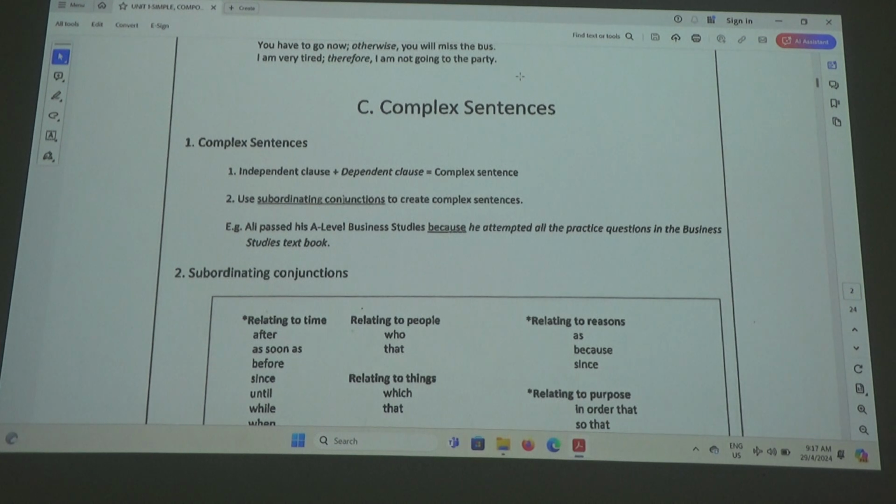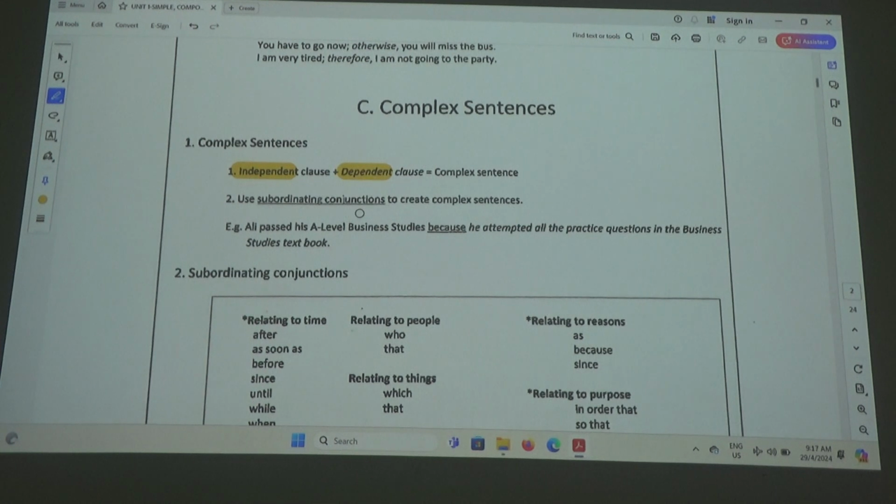Let's do that. Okay, now let's look at complex sentences. Complex sentences are divided into two: independent clause and dependent clause. I hope you understand this word independent. Okay, Jason, what is independent? What do you understand by that? Remember, I already explained last week.